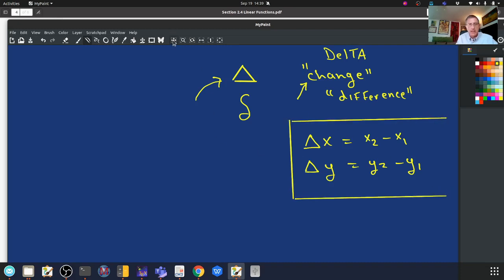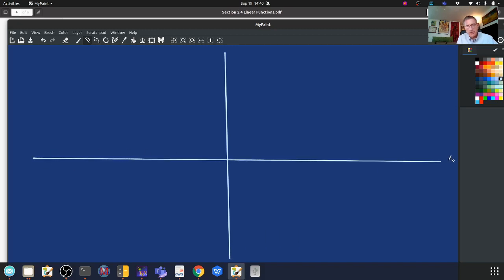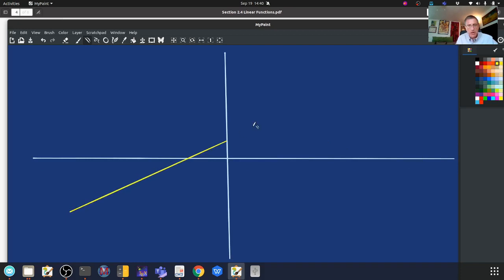So let's take a look. So I'm just going to plot out a really quick informal Cartesian plane. So there's my x and y axis. Now I'm going to draw a line through it. And I'm going to put 2 points on it. I'm going to put a point right here. I use red, that'll stick out. Point right here, a point right here.